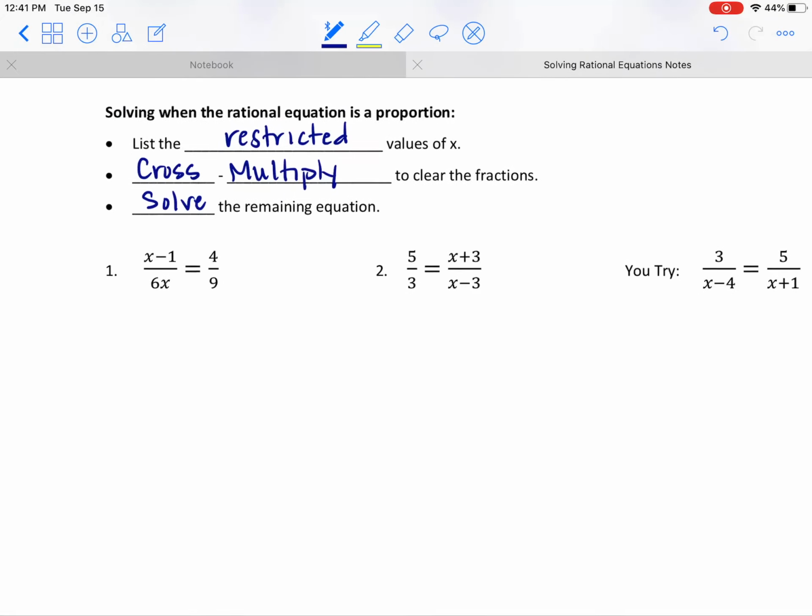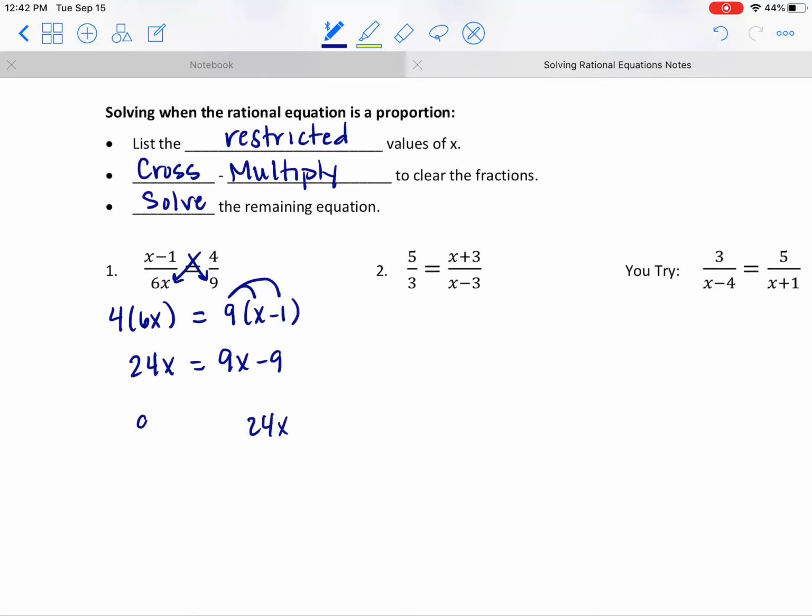For example, here. This is a proportion. These cross products have to be equal. So I'm going to cross multiply 4 times 6x, and I'm going to cross multiply here 9 times x minus 1, and make sure that if it's more than one term that you distribute, okay? These cross products have to be equal. So 24x on this side has to equal 9x minus 9 on the other side. And if you had written that in reverse, so if you had put the 24x over here and put the 9x minus 9 over here, it doesn't matter, okay? I just try to follow my arrows.